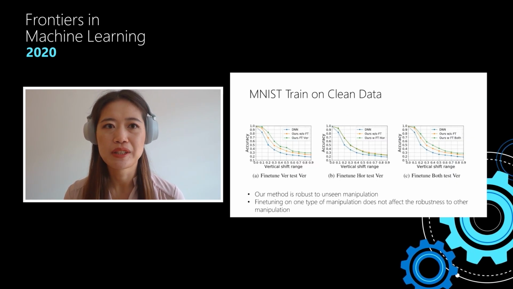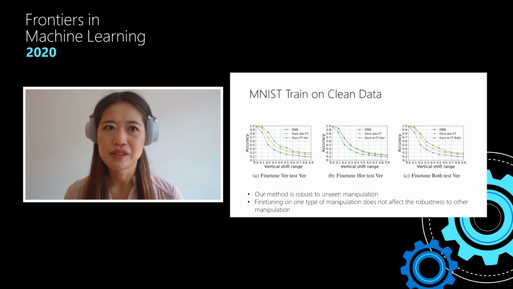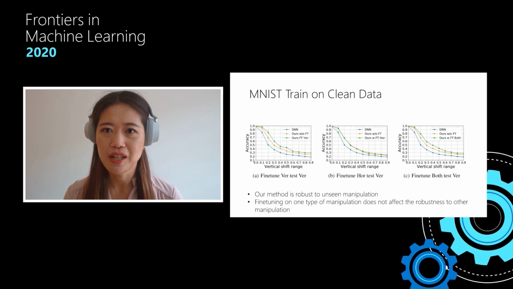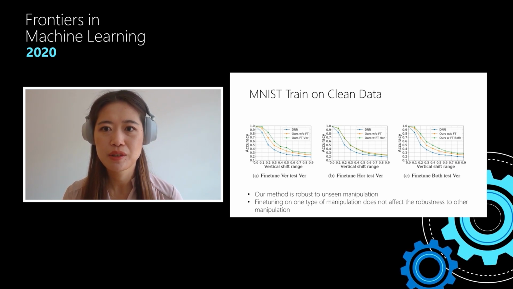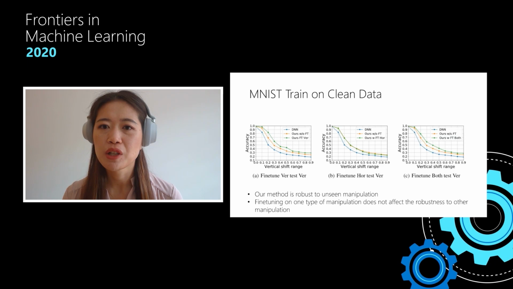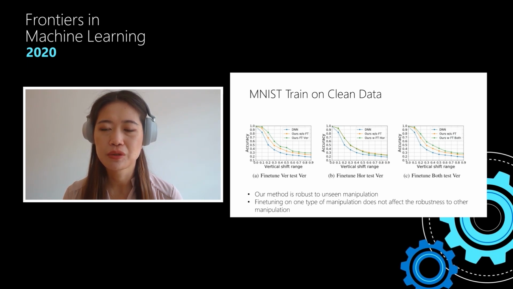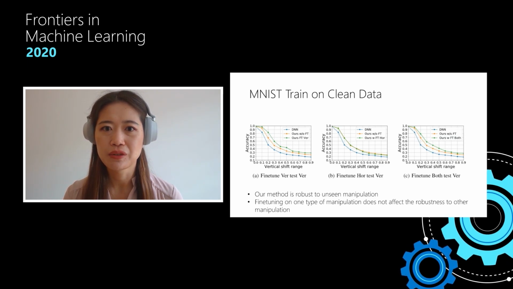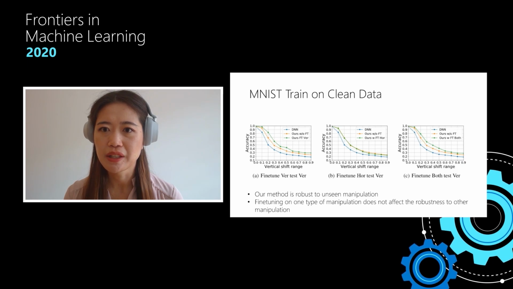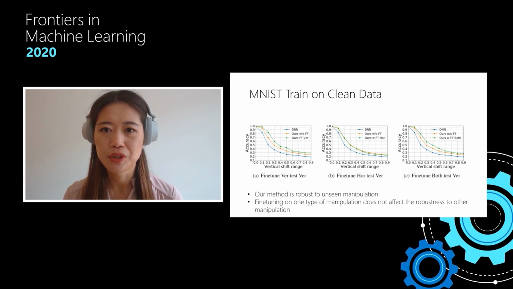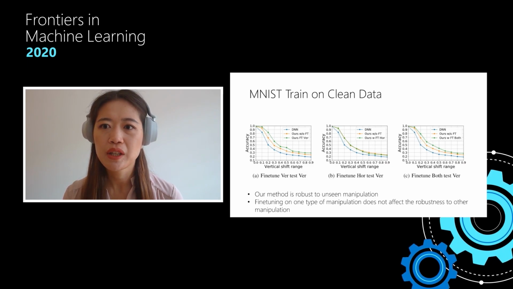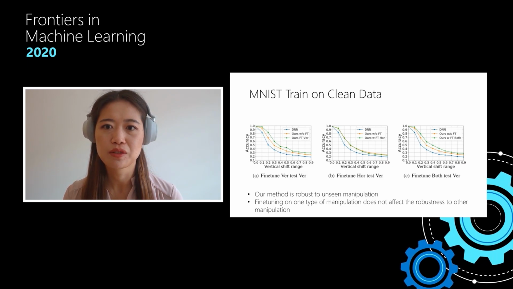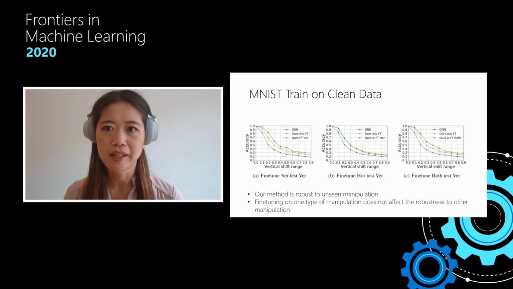First, let's use only the clean data, as we saw in the first slide of this talk. We bring the blue curve from the first slide, which is a regular deep neural network. Our model without fine-tuning is shown in orange. With fine-tuning on the corresponding manipulation at test time, shown in the green curve in figure A, we can see significant improvement in the performance.